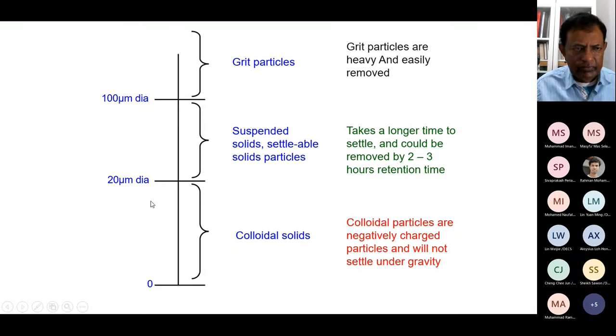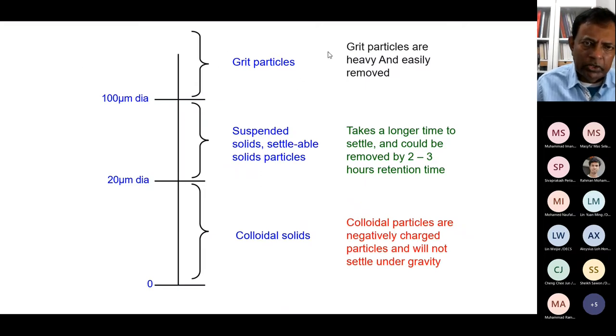Okay, so when you are taking the samples, and if you take away the grit particles and suspended solids, you will find that the remaining content will be the colloidal solids. So to start off with the treatment plant, the first thing that you need to remove from the raw water is grit particles. Why? Because grit particles are heavy and will settle down. And if you permit these grit particles to travel across the water treatment plant, you will find a lot of accumulation of grit particles in the pipeline.